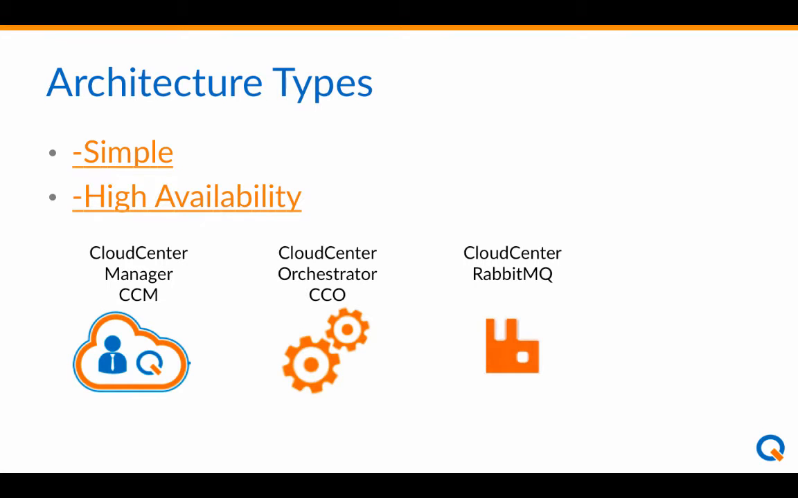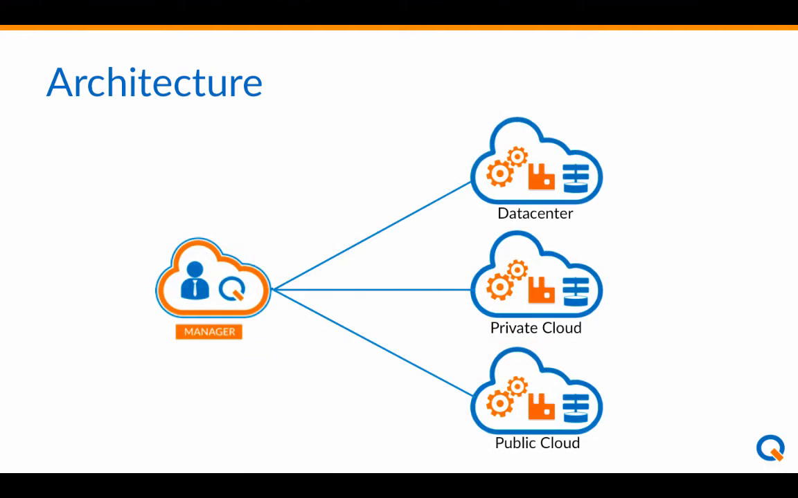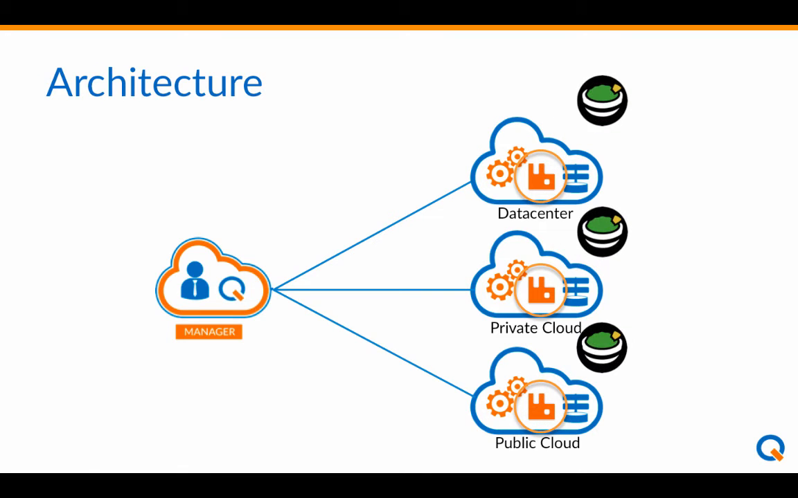The CloudCenter RabbitMQ Message Broker Appliance brokers communications between managed infrastructure and the orchestrator. Lastly, Guacamole, which provides HTML5, SSH, and remote desktop functionality. A simple installation consists of one manager appliance, one orchestrator appliance per cloud, one RabbitMQ appliance per cloud, and one Guacamole server per cloud. In simple installations, Guacamole comes pre-installed on the RabbitMQ appliance.